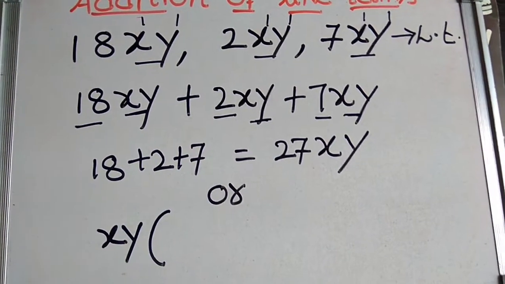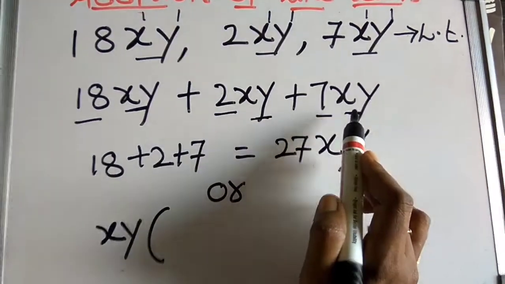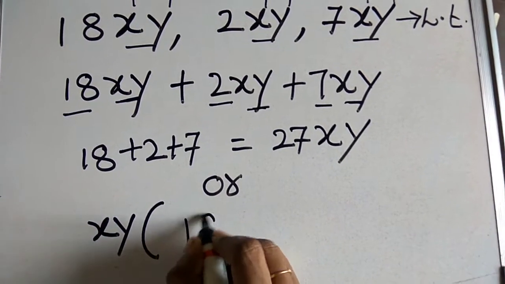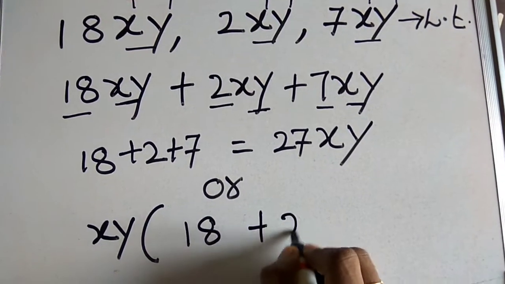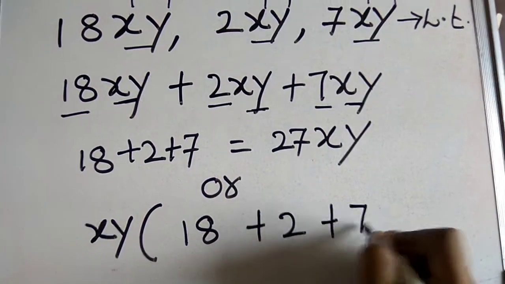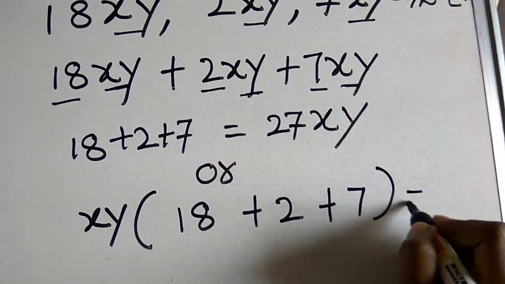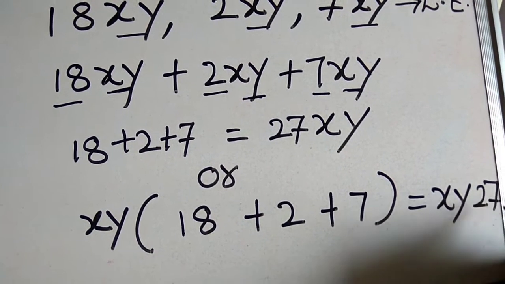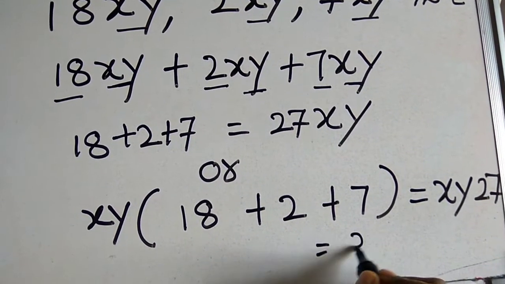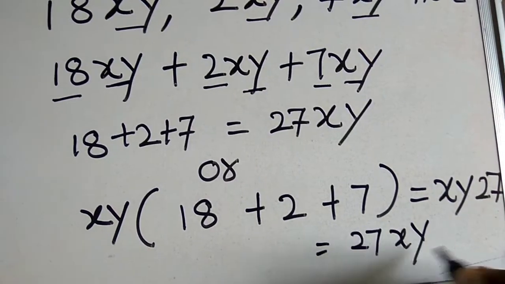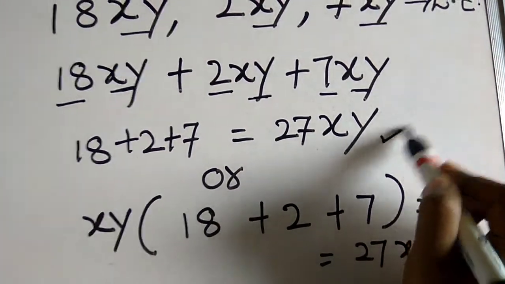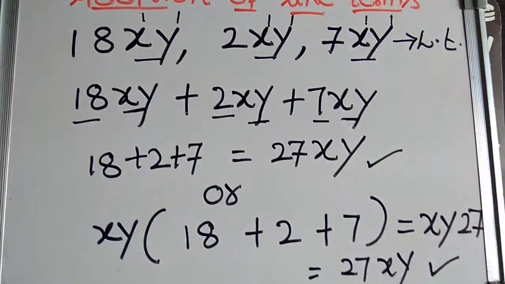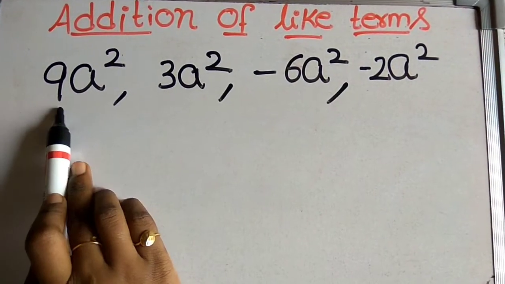Or we can also take xy as common, because xy is common. So take xy common from all the 3 terms, and write the numbers 18 plus 2 plus 7, which gives 27xy. So 27xy. Whenever you are writing your result, always write the number first and then the variables. Whatever method you use, you will get the same answer. Now let us see the next one.